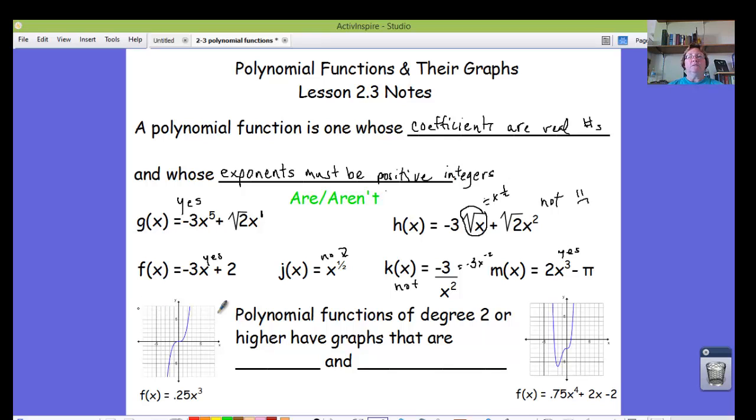The deal with polynomial functions that have degree 2 or higher, and that would be an exponent, a power of 2 or higher, they have graphs that are smooth and continuous. You should never, ever, ever have to lift your pencil to draw the graph of a polynomial function. Smooth and continuous. And we have a couple of examples of polynomial functions here.